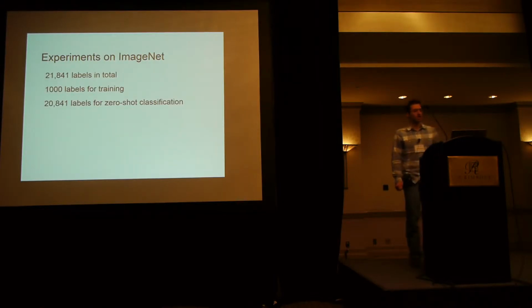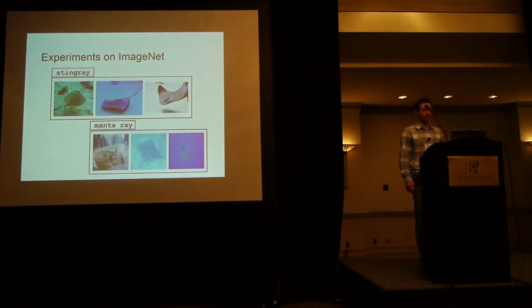Now we run experiments on ImageNet. It has 21,000 labels. It has 1,000 standard labels for training, and there are 20,000 labels for zero-shot classification. The good thing about ImageNet is that it has classes that are very close in the semantic space. As you can imagine, this convex combination of semantic embeddings can only generalize to classes that are very close together.